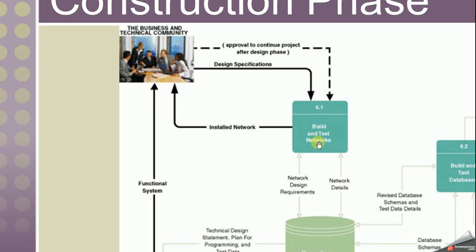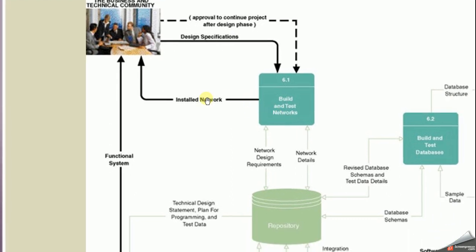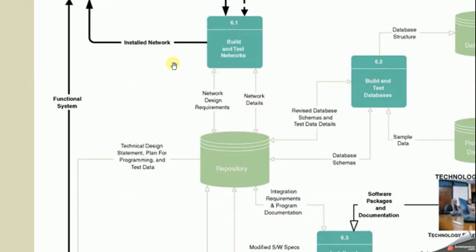The first task is build and test networks. The task takes the design specifications as the input, and of course the approval to continue the project after design phase from the steering committee, and it will deliver an installed network. The installed network is based on network design specifications and network details that have been sorted out in the previous phases, and they are stored in the repository.